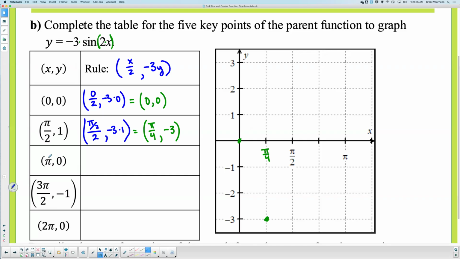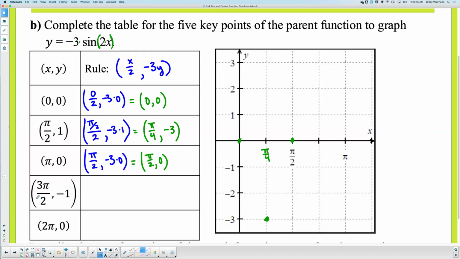Let's go on to the next one. We're taking the key point, pi comma 0, but we're going to take pi, and according to the rule, we'll divide pi by 2, and the 0 is going to get multiplied by negative 3. There's nothing to reduce with pi over 2. It just stays pi over 2. What's negative 3 times 0? So we're going to go to pi over 2 comma 0. So here's pi over 2, 0, right there, plot it. We got that point.